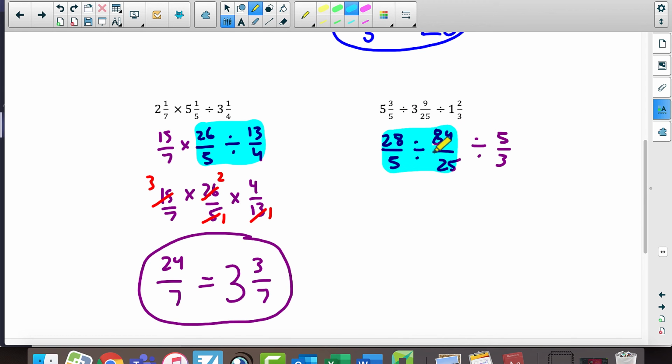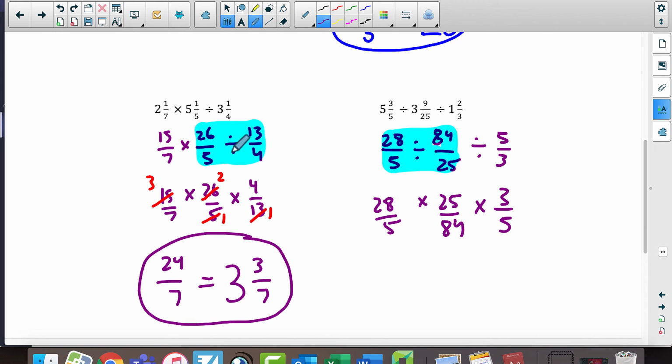Okay, let's look at this a bit at a time. First, let's look at this. So I want to switch it to multiplication. How do I do that? I keep the first fraction the same, 28 over 5, and I make this multiply and flip the second one. So it's going to be 25 over 84. Okay, now you have another division statement here. So leave the thing you've already written here, leave that alone, but change this to multiply and flip the second one, so 3 over 5.